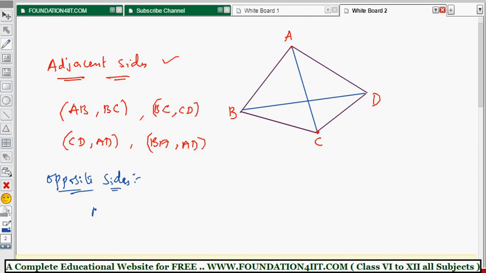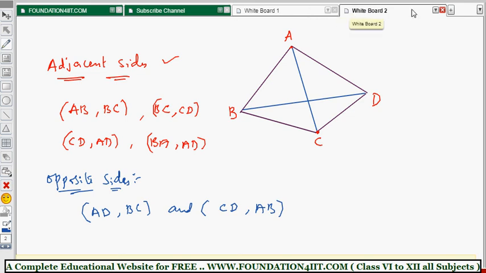Here AD and BC are the opposite sides, and CD is one line segment, and AB is a line segment. There is no common endpoint. Then you can say that they are the opposite sides. So in this given quadrilateral, AB, CD and BC, AD are the two pairs of its opposite sides. Right? Now adjacent angles. So this is about adjacent sides and opposite sides.